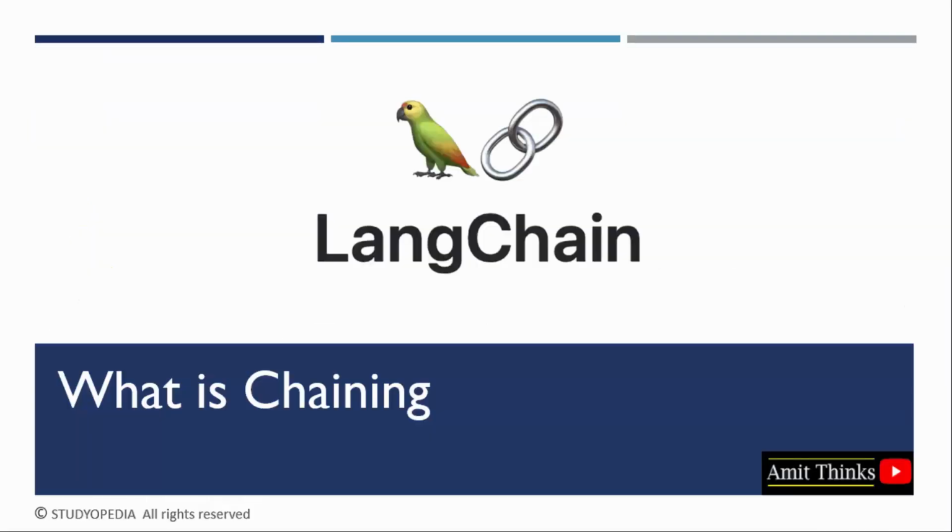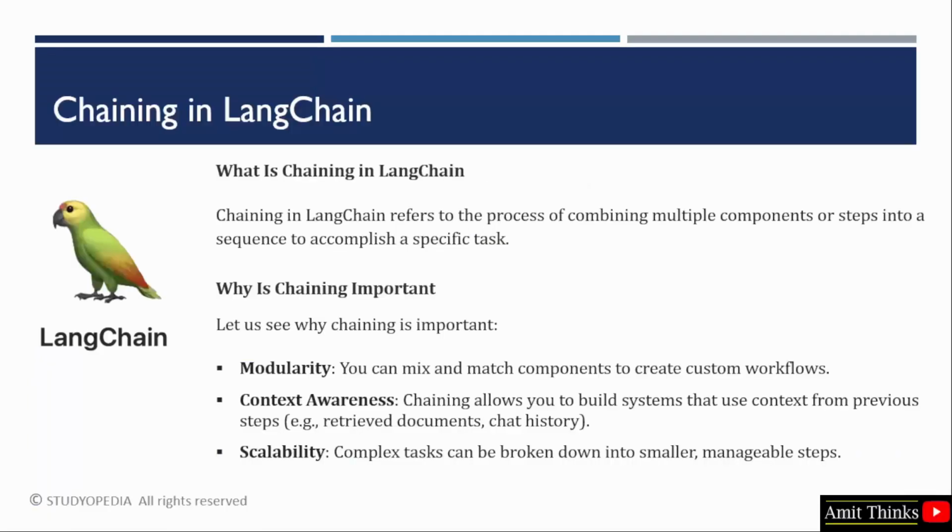In this lesson, we will understand what is chaining in LangChain. We already saw how to interpret LangChain like lang plus chain. So let us see what is chaining. Chaining is a process to combine multiple components or steps into a sequence so that you can fulfill a specific task. Chaining is important so that you can mix and match components to ease the work of creating custom workflows, easily build systems that use context from previous steps like chat history. With that, you can also easily break down difficult tasks into smaller, easier steps with chaining.